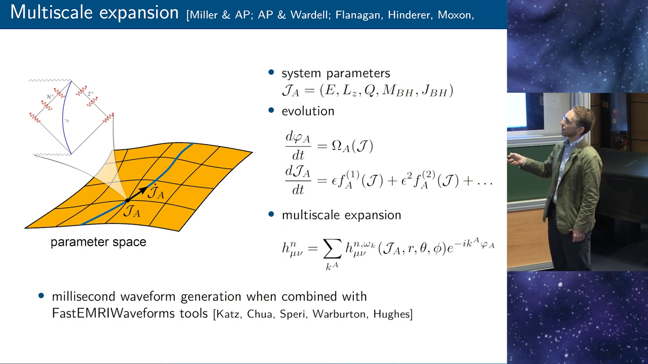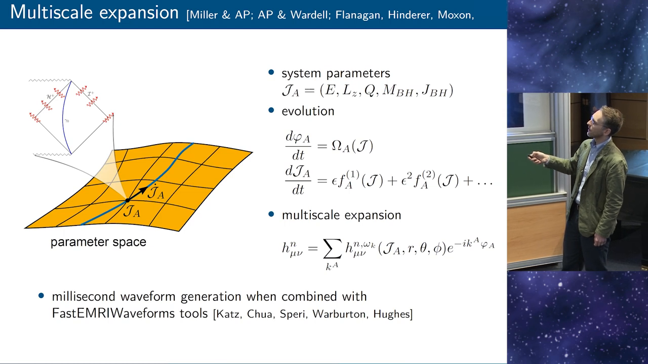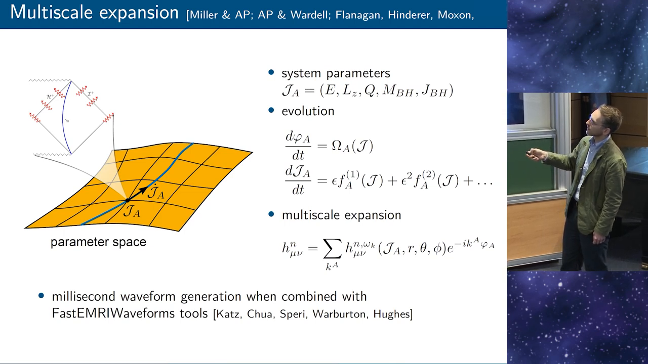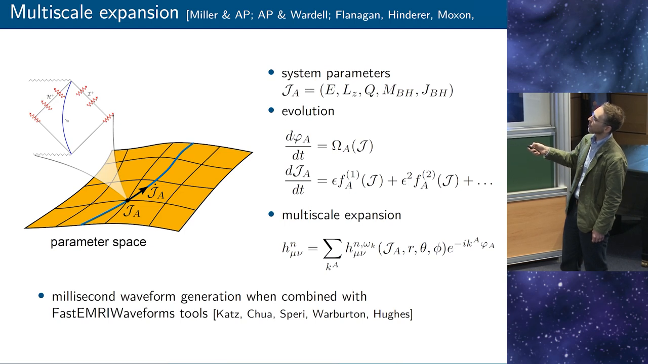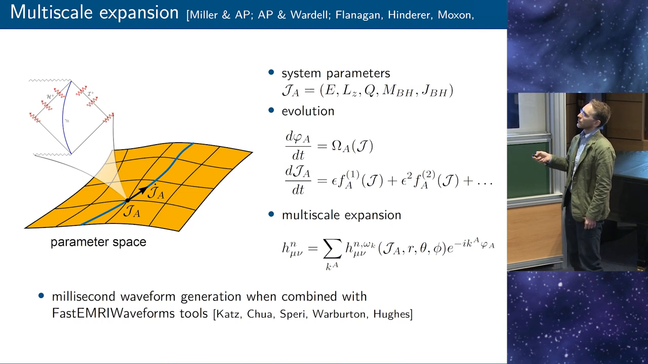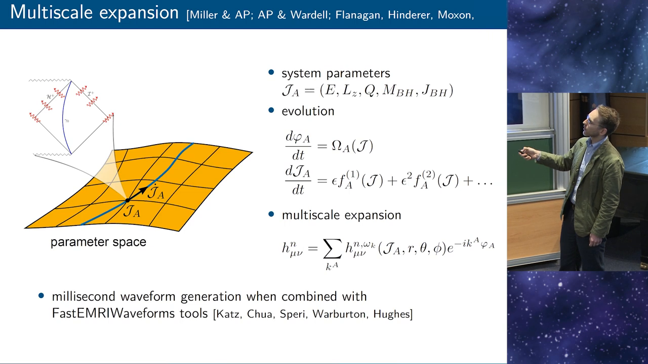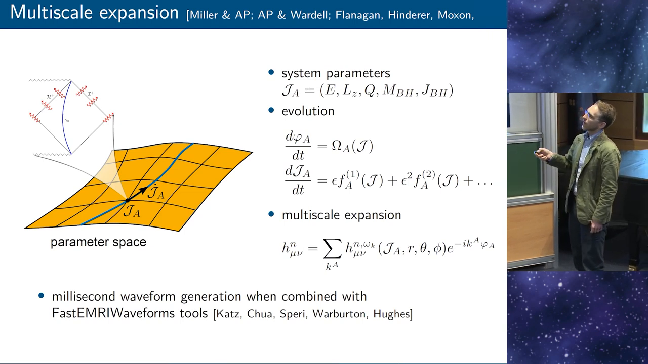Now we adopt this multi-scale expansion for the metric, where we have amplitudes whose only time dependence is in these slowly varying parameters. So we have slowly varying amplitudes, and then rapidly oscillating phase factors that are coming from these orbital phases. So you can substitute this into the Einstein equation and then solve order by order for this guy here. Then solve these ODEs to evolve through the system.